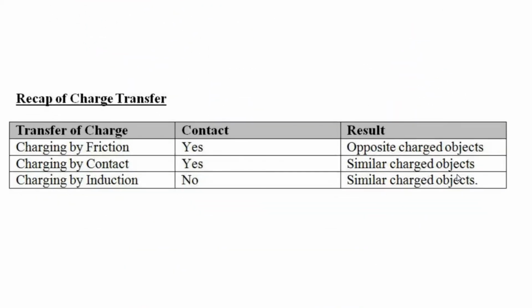So to recap, there are three ways that we can transfer charge or create charge on objects: charging by friction, charging by contact, and charging by induction. In charging by friction, two objects are rubbed together, and so contact is therefore needed. Oppositely charged objects result from this. Charging by contact, we do have contact as well, but similarly charged objects are created. And finally, charging by induction does not need any contact and produces similarly charged objects.